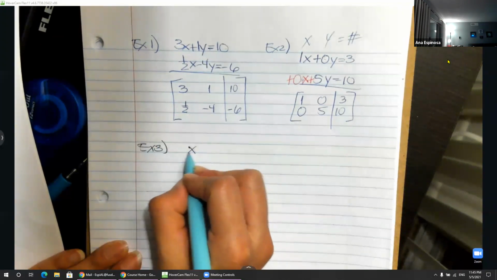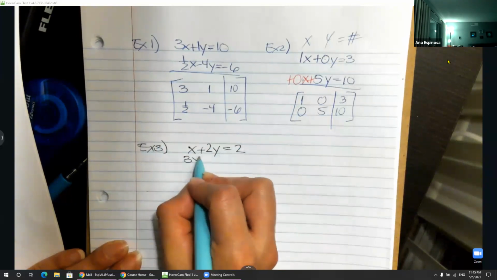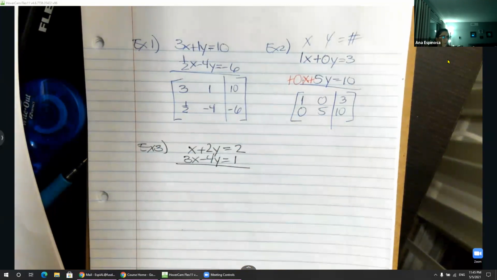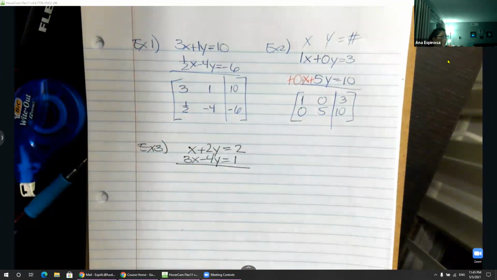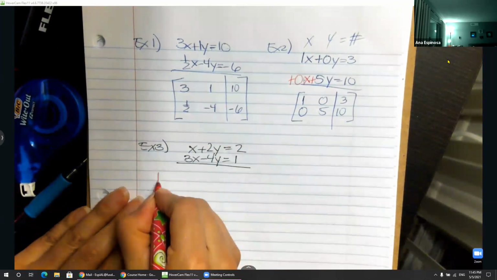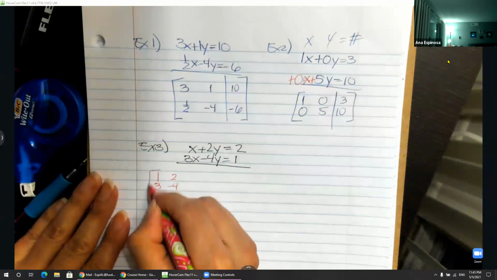Okay. x plus 2y equals 2. 3x minus 4y equals 1. Okay, I'm going to make sure I copy this correctly. x plus 2y equals 2. Okay, all right, so first things first. Convert this to matrix form. 1, 3, 2, negative 4.